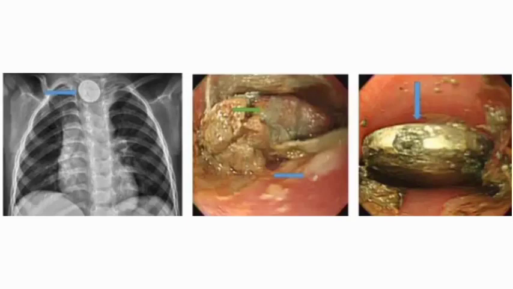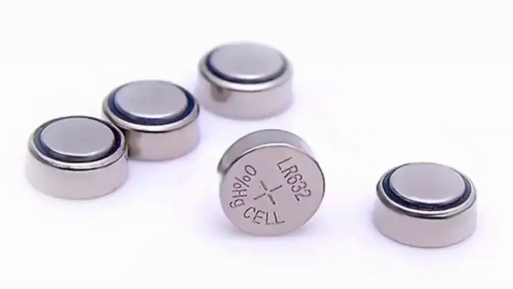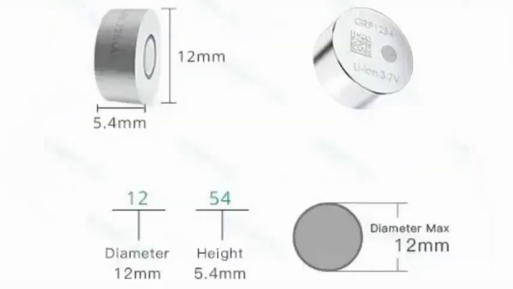So different sizes of foreign bodies are seen here, from smaller to larger ones. The sizes are usually measured in the form of diameter. The diameter can range from 5 millimeter to 25 millimeter. So in managing the foreign body, the size is very important.